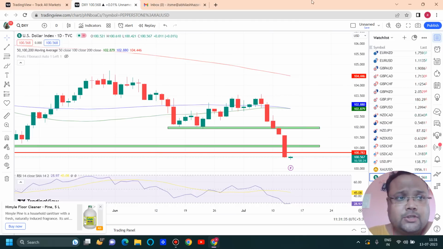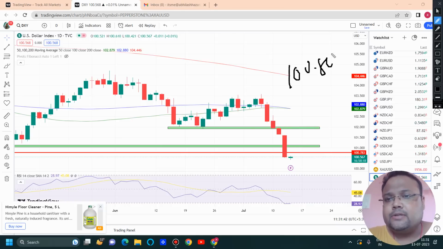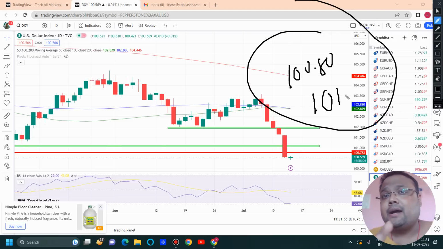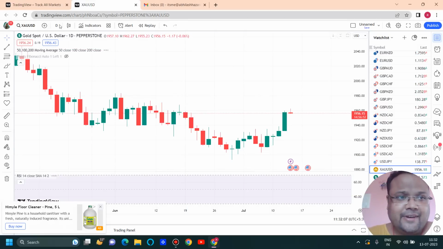In case the market tries to recover during the day, DXY will face resistance around 100.80. Simple concept: the previous support will be working as a resistance here. If this breaks, then the market will be heading towards 101. I don't think DXY has the strength right now. Buyers present on the market don't have the strength right now to take the market above 101. Things are very critical for DXY. DXY is in ventilation right now, and that's the fact.